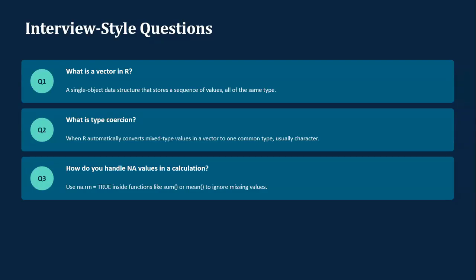What is a vector in R? A single object storing a sequence of same-type values. Next, what is type coercion? When R automatically converts mixed types in a vector to one common type. And how do you handle NAs in a calculation? na.rm = TRUE inside functions like sum or mean.